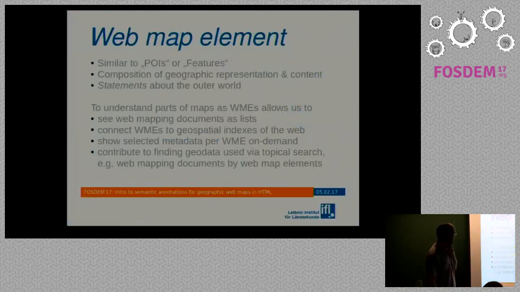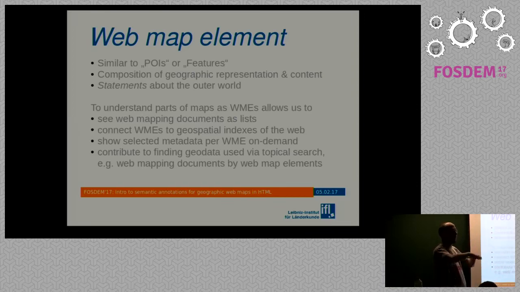As I said, if we want to have a list of web map elements, if we want to see the map as a list of elements, we have to define what is an element. And this is kind of my definition. It's similar to a point of interest, but can also include areas. It's not specific about locations. And it's basically everything you overlay on a map.